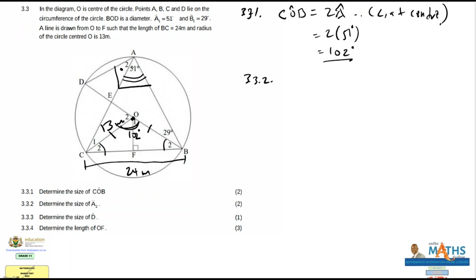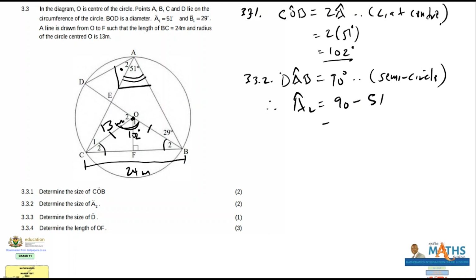Where is A2? There is A2. We have to state first that this is 90 degrees. It means we say DAB is equal to 90 degrees. Why? It's because of a semicircle. Therefore, angle A2 is equal to 90 minus 51, which is 49 degrees.